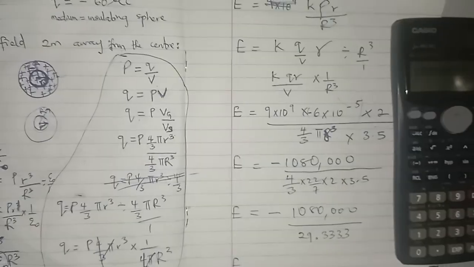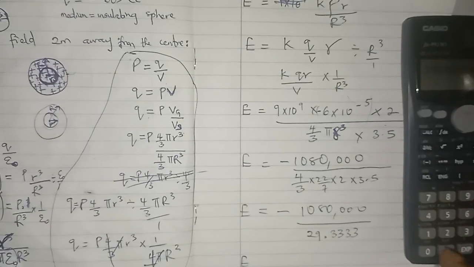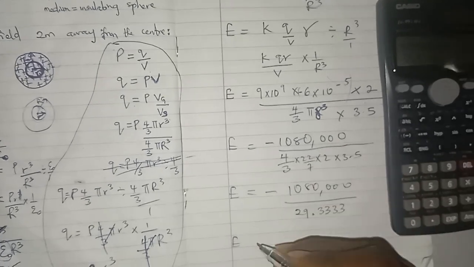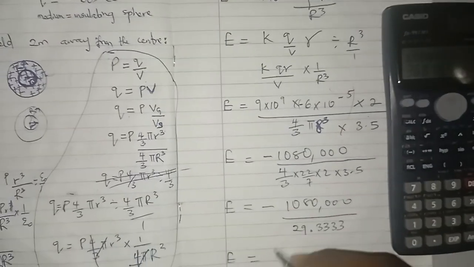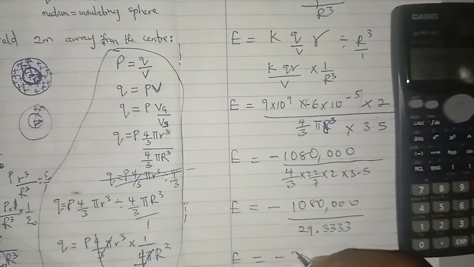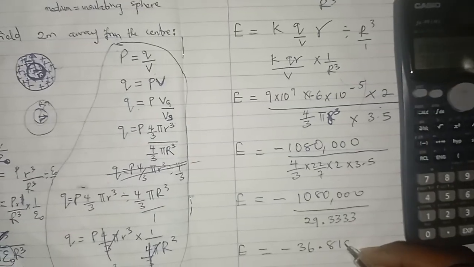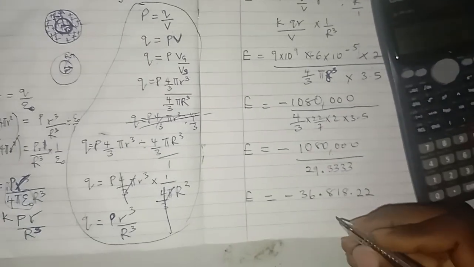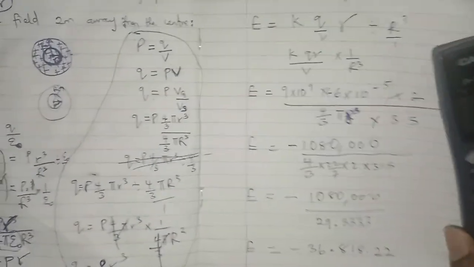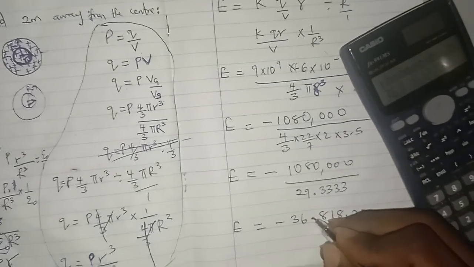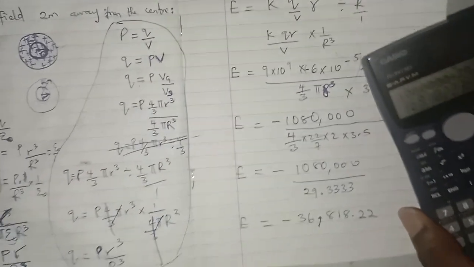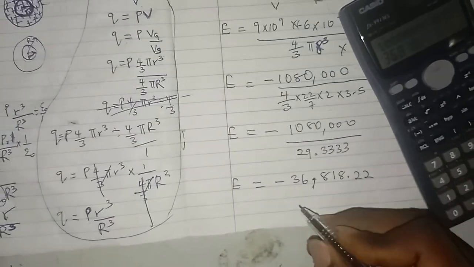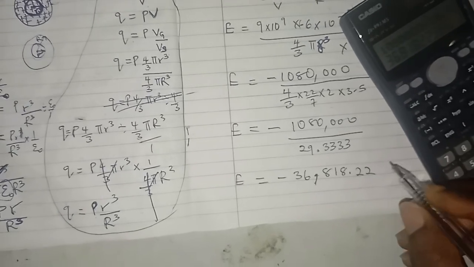So divided by 29.3333. And when you punch it, you now get E equals to, notice that it is minus because of the minus charge given to us. So it will be minus 36,818.22.